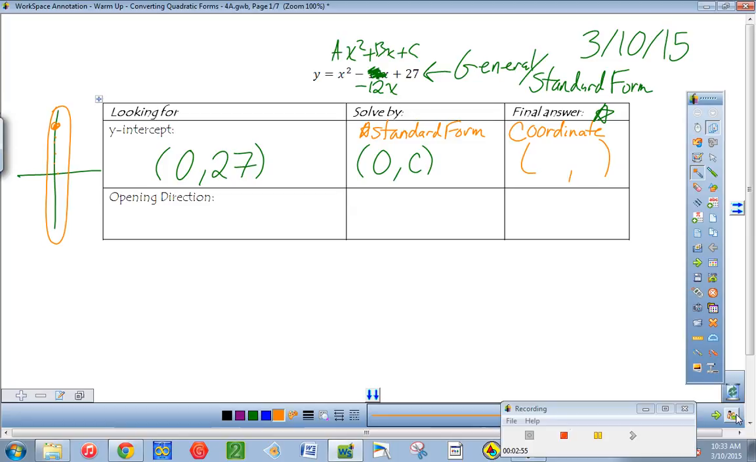Okay. What about opening direction? Up. How would you know? Because a is positive. Where's a? a is the squared term.